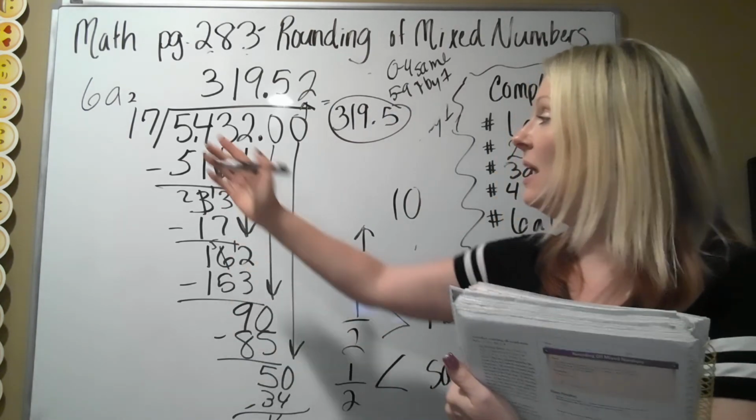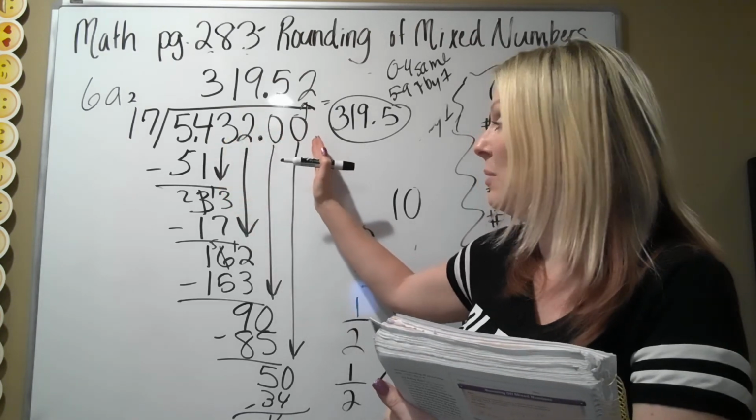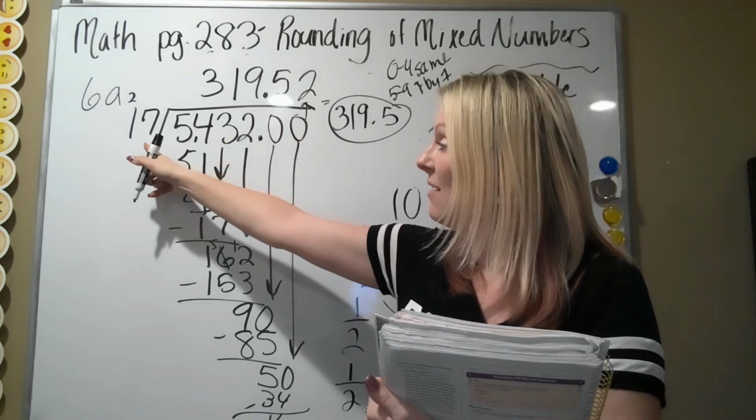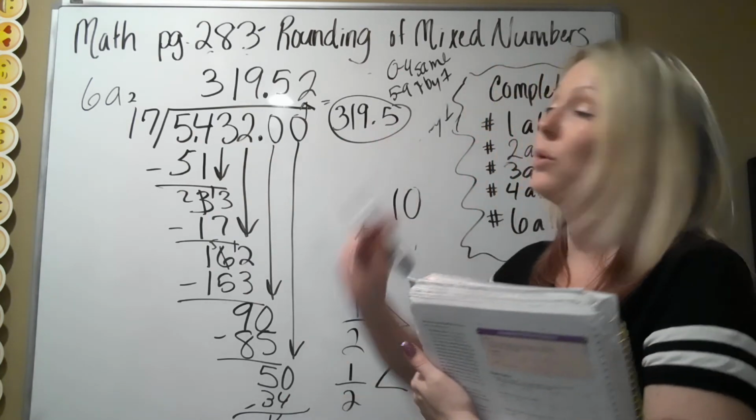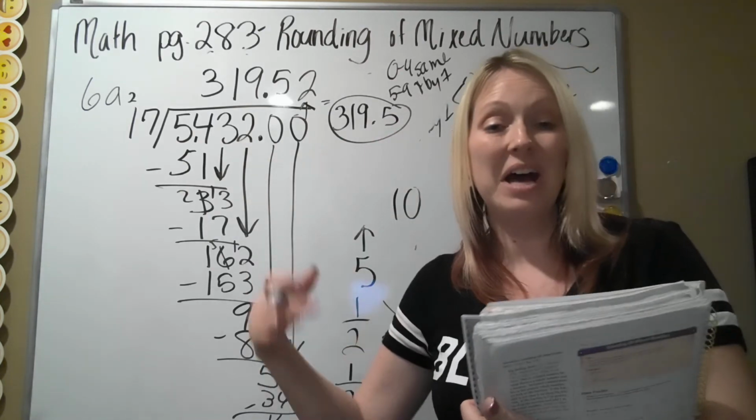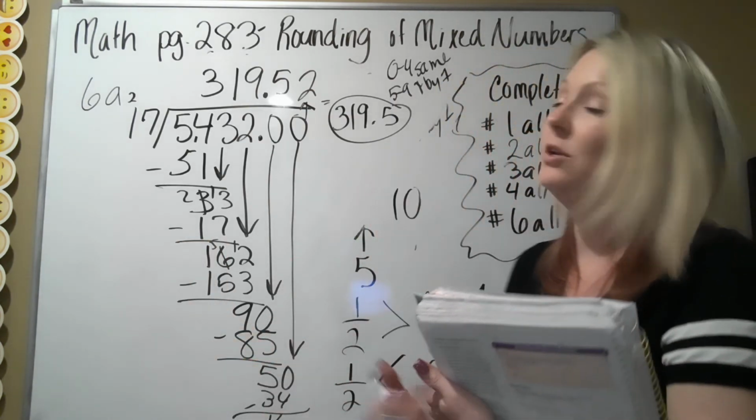Okay, so do you see how this one we got a little bit larger numbers, but we still have our decimal. It means that 17 goes into 5,432, 319 and 5/10 times. Now it sounds weird, but there you go with that.